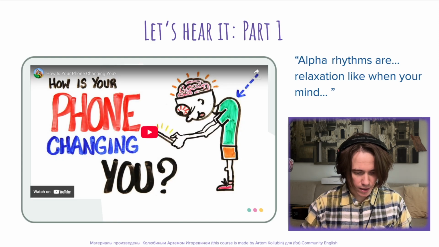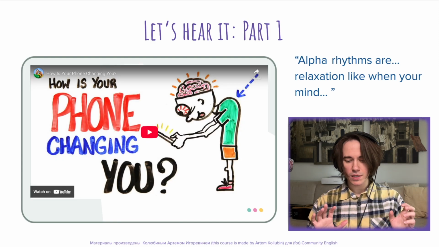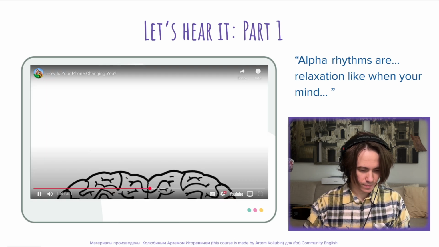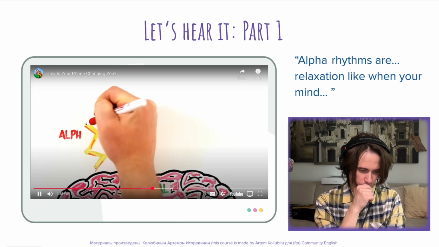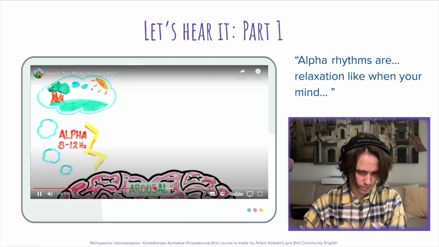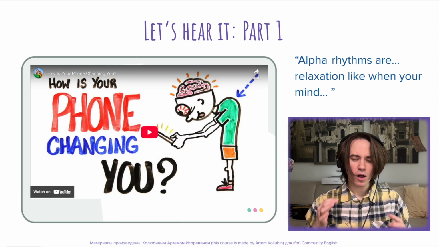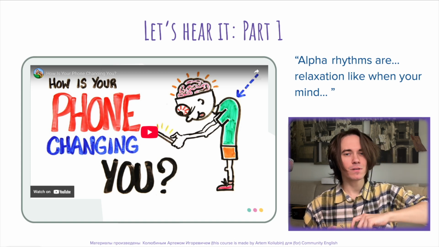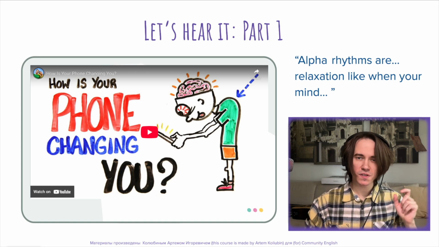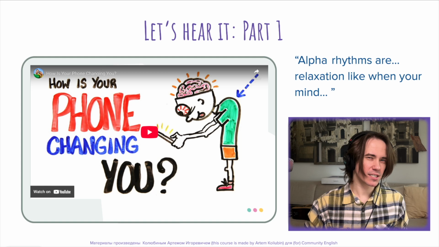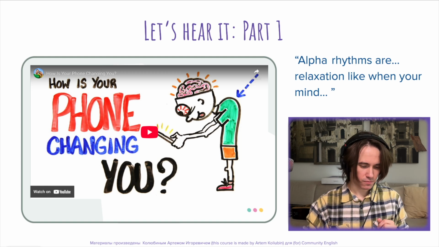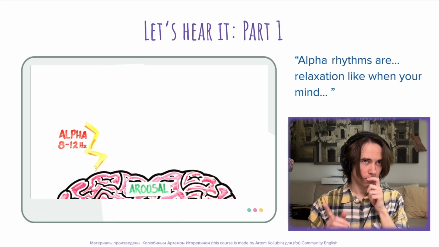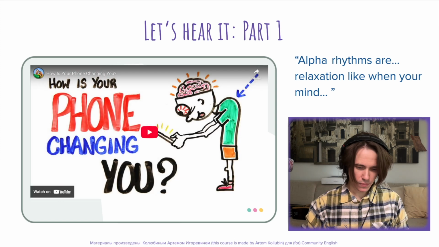Brain patterns. Alpha rhythms are commonly associated with wakeful relaxation, like when your mind... Try to hear the suffixes. Brain patterns. Alpha rhythms are commonly associated with wakeful relaxation, like when your mind.